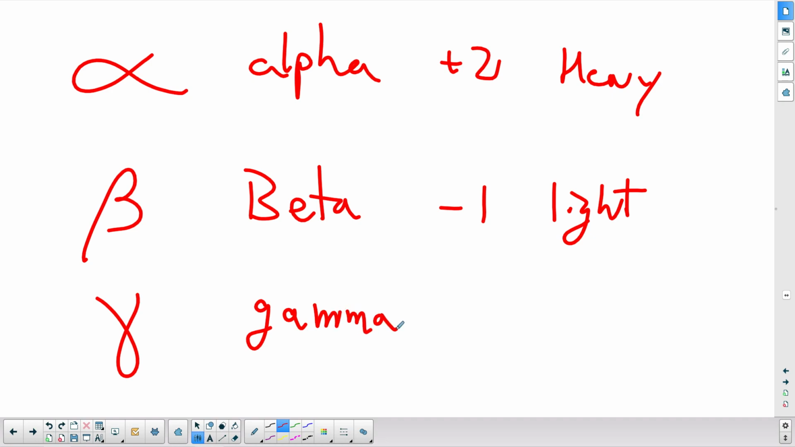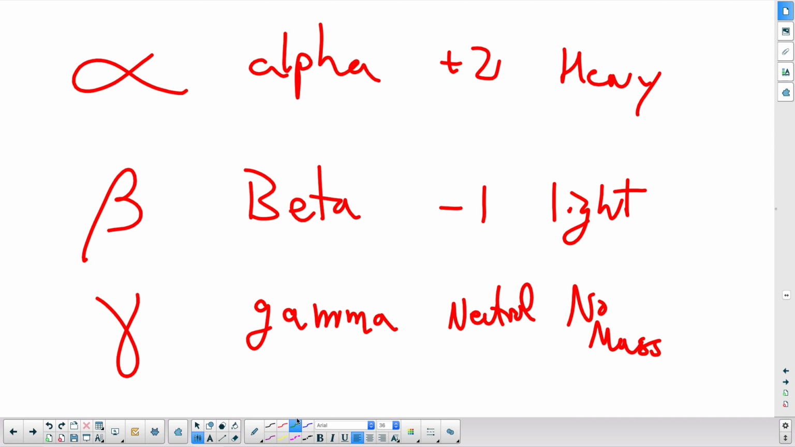Gamma is neutral, and it has no mass. As we just discovered, this one here is an electron. This is a helium atom, as it turns out later on. And this is like light energy. This is a photon. These are 3 types of radiation. Ernest Rutherford wins a Nobel Prize for these insights.